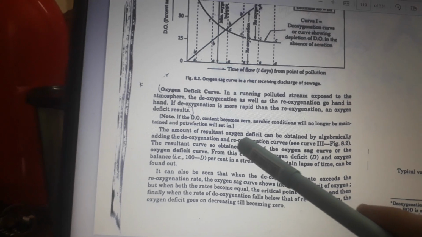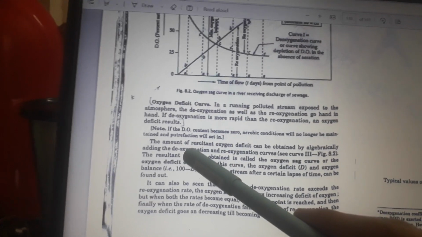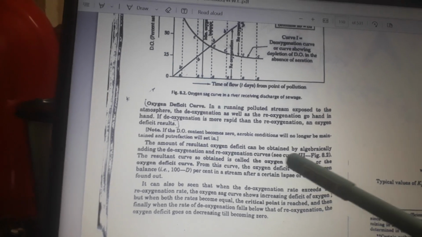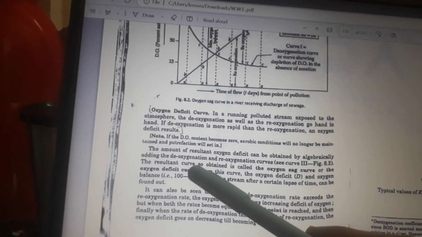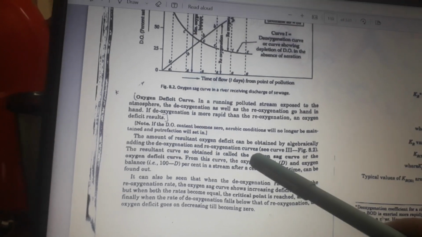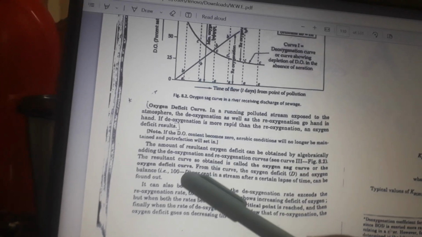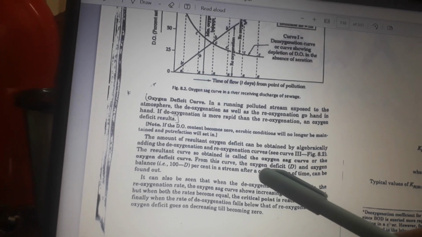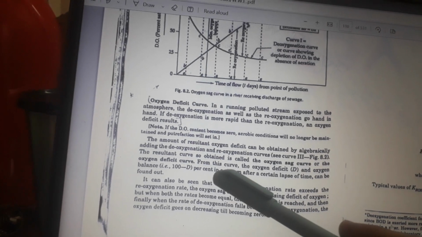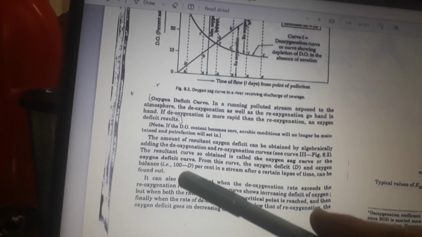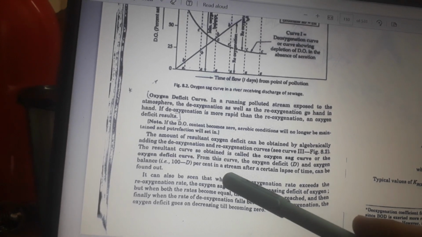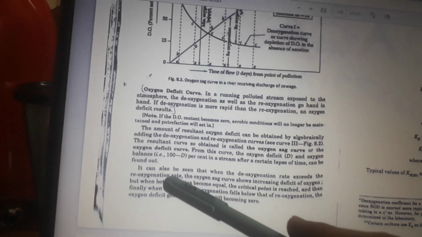The amount of resultant oxygen deficit can be obtained by algebraically adding the deoxidation and reoxidation curves. See curve third, figure 8.2. The resultant curve so obtained is called the oxidation sag curve or the oxygen deficit curve. On this curve, the oxygen deficit D and the oxygen balance, that is 100 minus D percent, in a stream after a certain lapse of time can be found out.